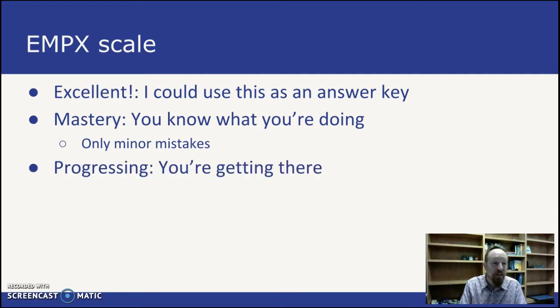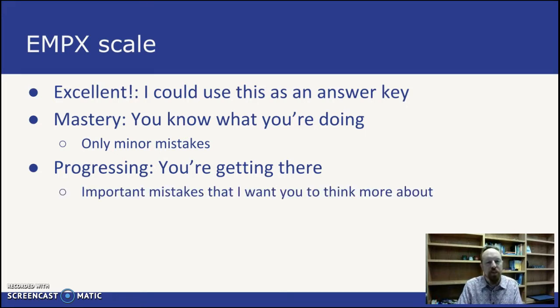The next mark, the P in the EMPX, is called progressing. The idea here is that you're getting there, but you're not quite there yet. So here you're making some more important mistakes. There are things that I want you to think more about because I think that they demonstrate a misunderstanding of something that's really important.